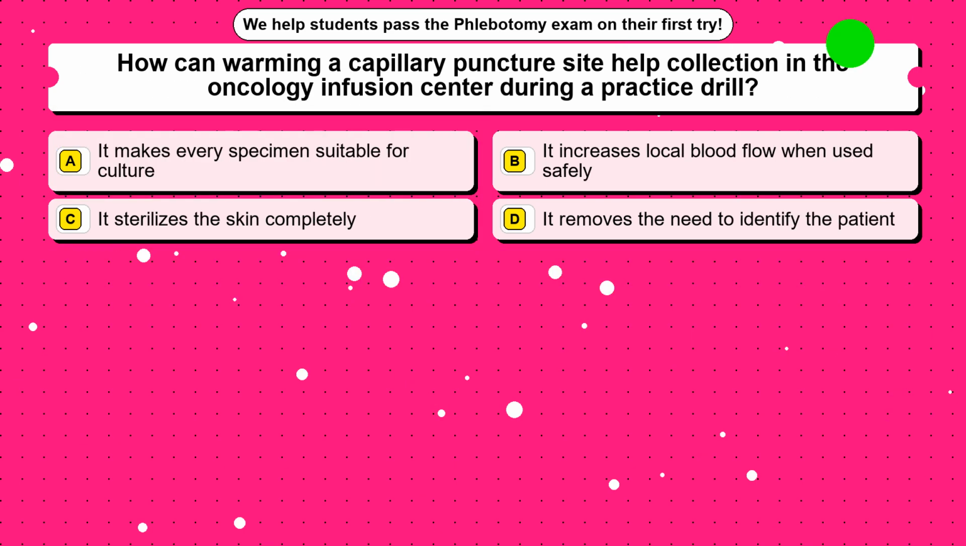Question 83. How can warming a capillary puncture site help collection in the Oncology Infusion Center during a practice drill? Option A. It makes every specimen suitable for culture. Option B. It increases local blood flow when used safely. Option C. It sterilizes the skin completely. Option D. It removes the need to identify the patient.